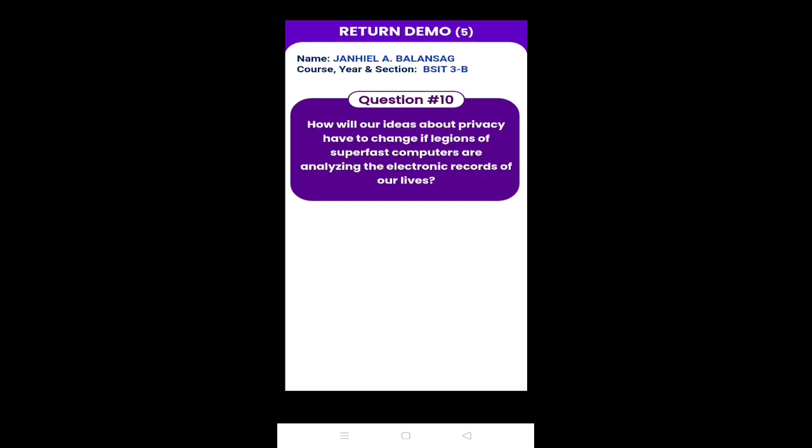Question number 10. How will our ideas about privacy have to change if legions of super-fast computers are analyzing the electronic records of our lives? Well, in this question, legions of superfast computers analyzing the electronic records of our lives would not increase our privacy, except to make us more cautious, because as much as computers generally are prone to cyber attack, so our privacy is prone to attack. Thanks for your participation.